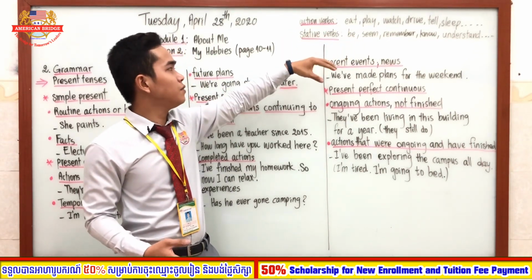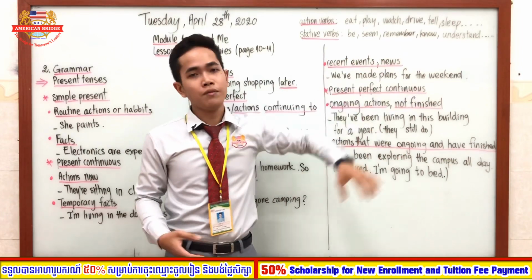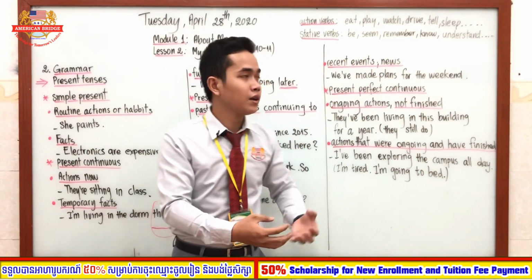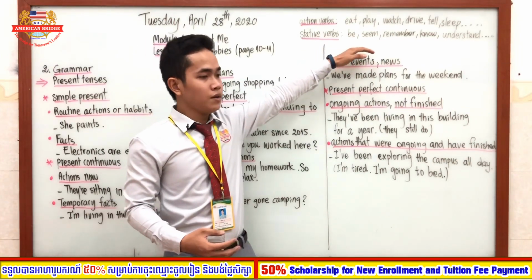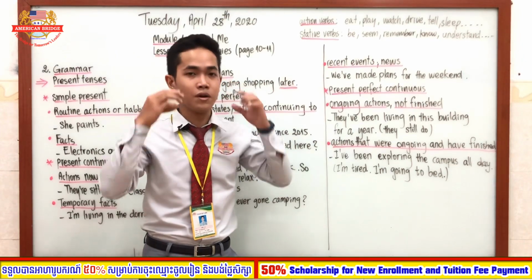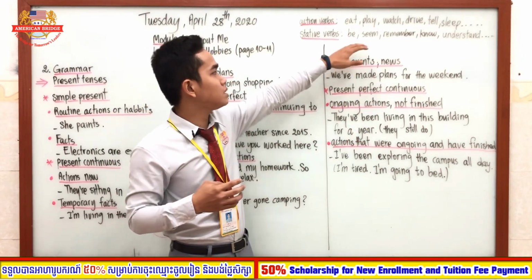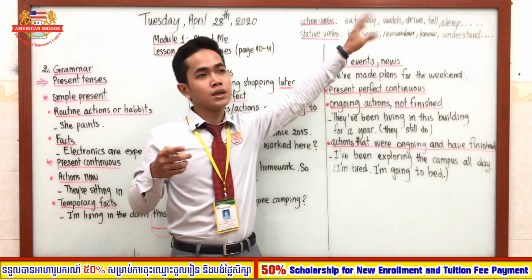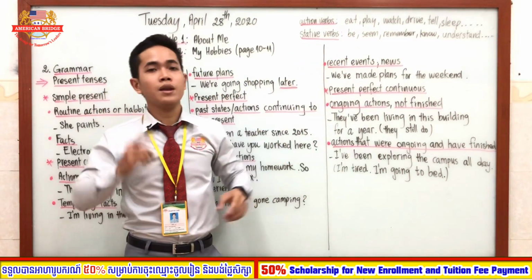But for the stative verb, we refer to the verb that we cannot see outside, or cannot see physically. It refers to a verb that we can know about, but we cannot see with our eyes. Like the words be, seen, remember, know, understand.